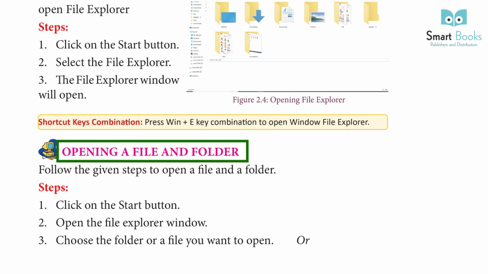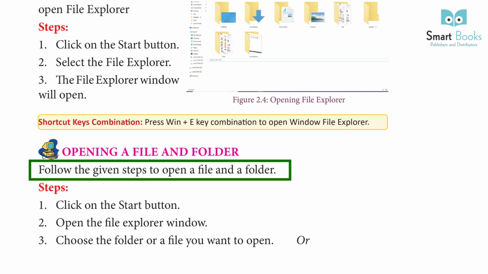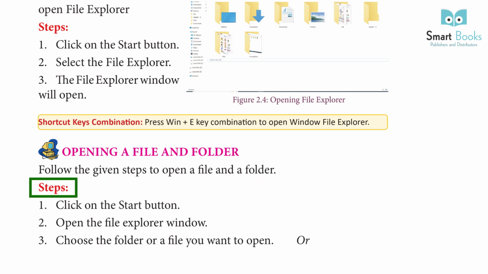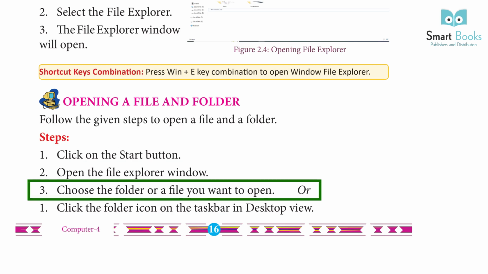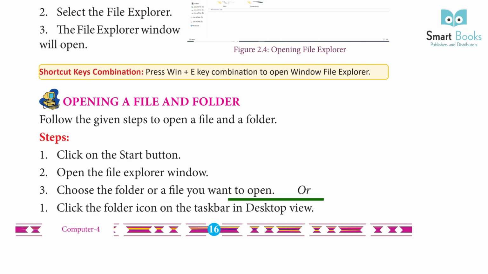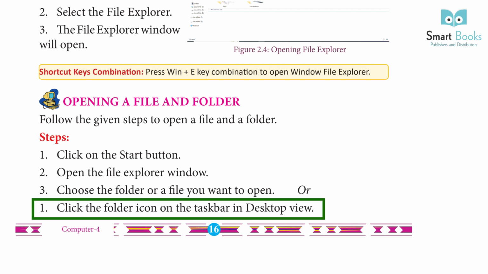Opening a file and folder. Follow the given steps to open a file and a folder. Steps. 1. Click on the Start button. 2. Open the File Explorer window. 3. Choose the folder or a file you want to open, or click the folder icon on the taskbar in desktop view.